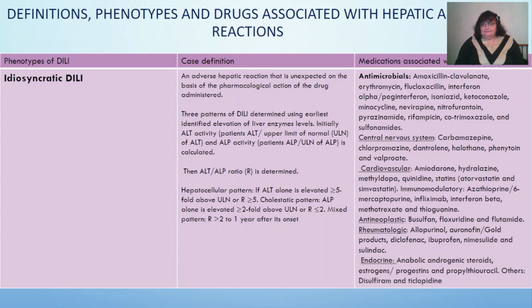Cardiovascular: amiodarone, hydralazine, methyldopa, quinidine, statins, atorvastatin, and simvastatin. Immunomodulators: azathioprine, 6-mercaptopurine, infliximab, interferon beta, methotrexate, and thioguanine. Antineoplastic: busulfan, floxuridine, and flutamide. Rheumatologic: allopurinol, auranofin, gold products, diclofenac, ibuprofen, nimesulide, and sulindac. And endocrine: anabolic androgenic steroids, estrogens, progestin, and propylthiouracil. Others: disulfiram and ticlopidine.